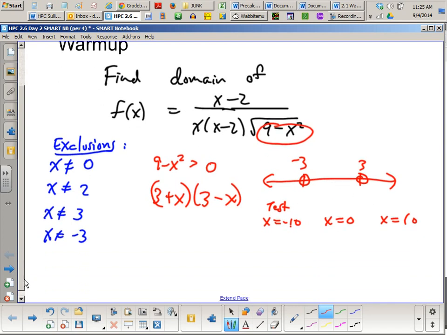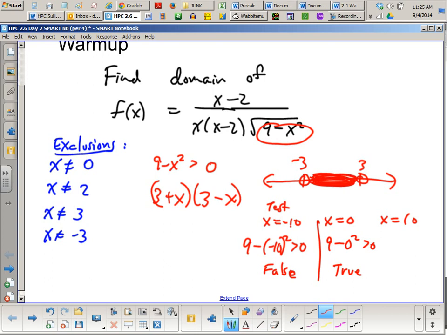So I'll do it real quick. You're trying to do basically 9 minus x squared. So it goes 9 minus negative 10 squared. Is this greater than 0? The answer is no. It's not. So you would not shade. Is 9 minus 0 squared greater than 0? Yes. So you would shade here. Is 9 minus 10 squared greater than 0? The answer is no. So it's false. You do not shade to the right of 3.